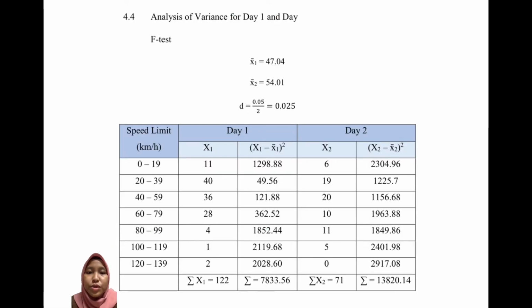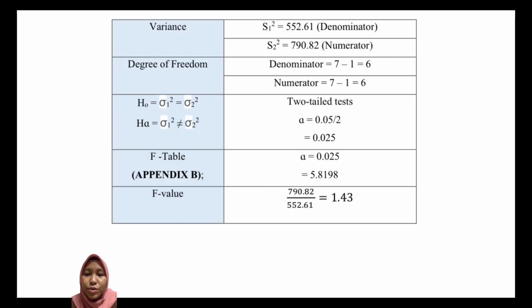For the second calculation, we use F-test to analyze the variance for day 1 and day 2, and we use Excel to calculate the data. For day 1, we got x1 is equal to 122. For day 2, x2 is equal to 71. Then we got the sample variance for day 1 is equal to 552.61, and the sample variance for day 2 is equal to 90.82. Degree of freedom for the denominator is 6 and also the numerator is 6. This is a two-tailed test and alpha is equal to 0.025 and we got the F value is equal to 1.43.